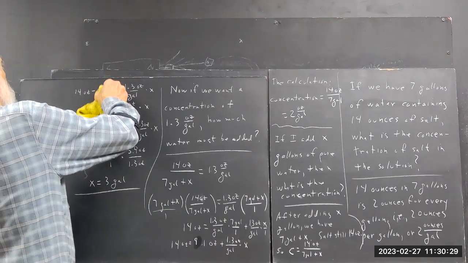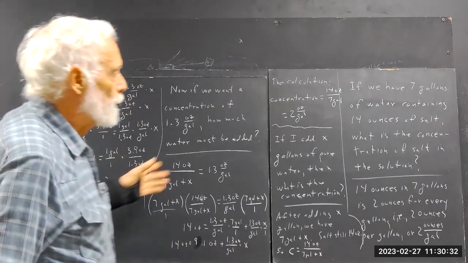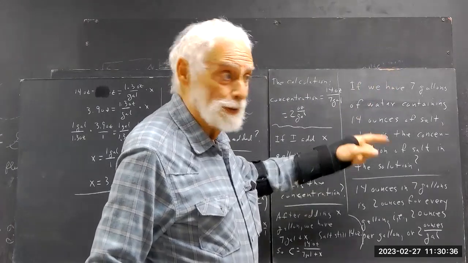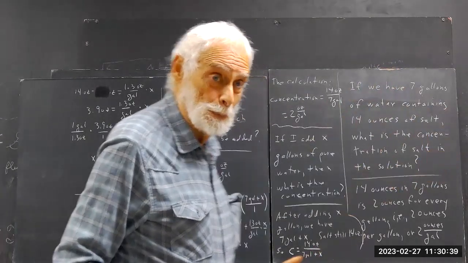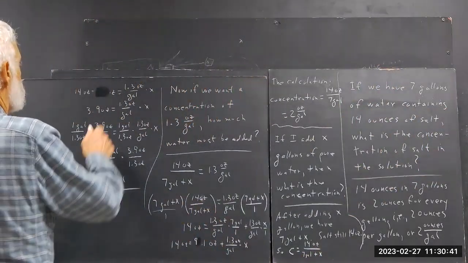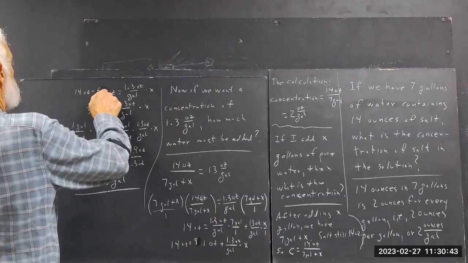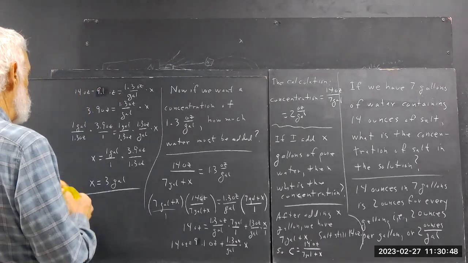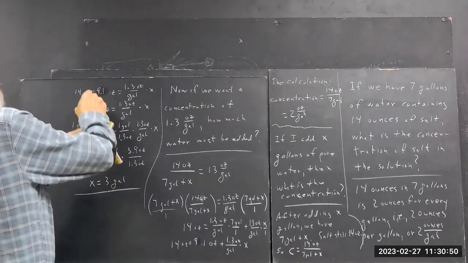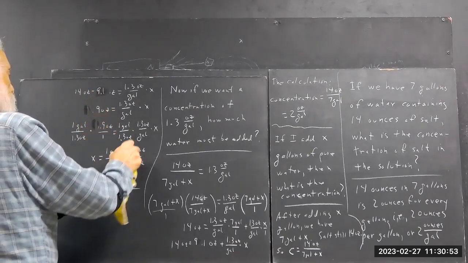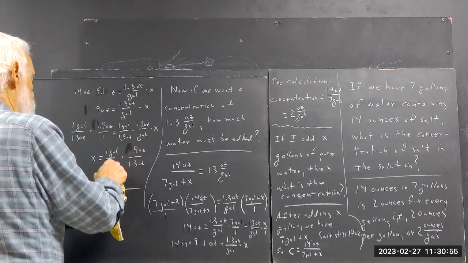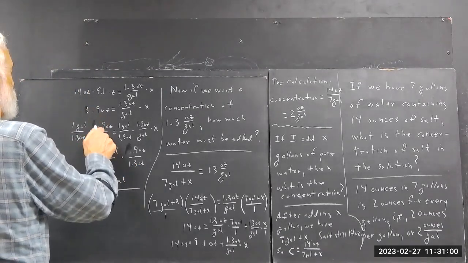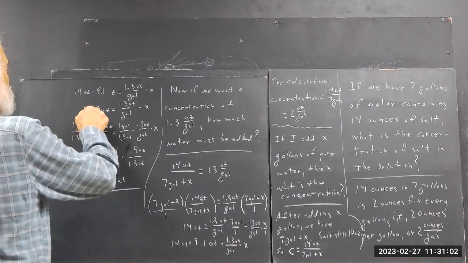Incidentally, the reason I realized I made a mistake is if you add 3 gallons to this, you have 10 gallons with 14 ounces of salt. That's 1.4 ounces per gallon, not 1.3. That should have been 9.1. So this 3.9 should have been 4.9. Erase it and write it down again.